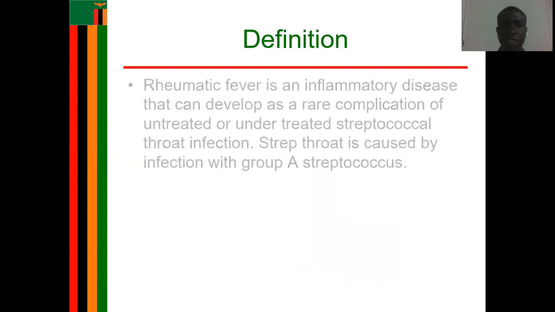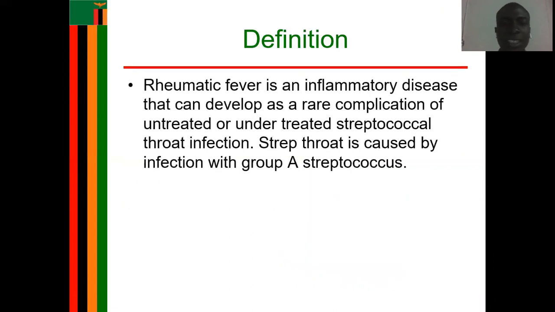To begin with, what is the definition of rheumatic heart disease, also called rheumatic fever? Rheumatic fever is an inflammatory disease that can develop as a late complication of an untreated or undertreated streptococcal throat infection. Strep throat is caused by an infection with group A streptococcus.